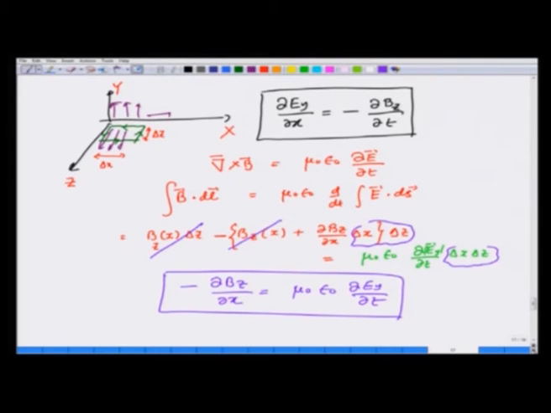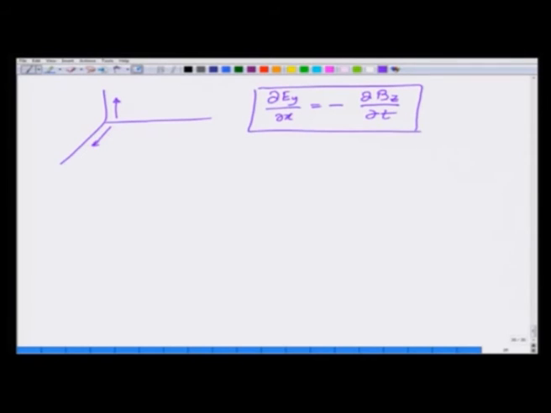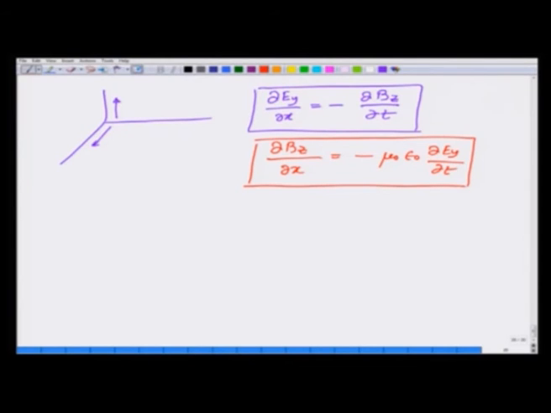So, the two equations that we obtained, for this Ey going in this direction and Bz, are: partial Ey partial x is equal to minus partial Bz partial t, that is one equation, and the other equation is partial Bz over partial x is equal to minus mu 0 epsilon 0 partial Ey partial t. Let us see what we can learn about these fields from these two equations.